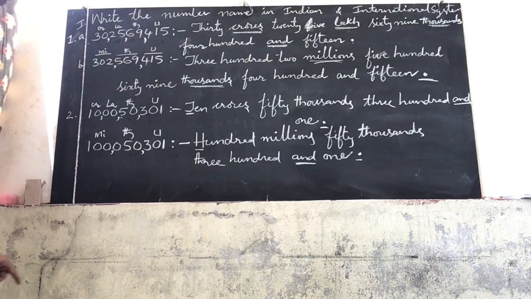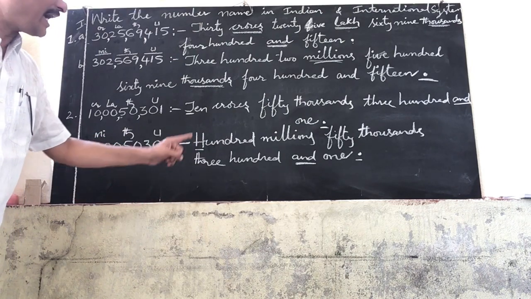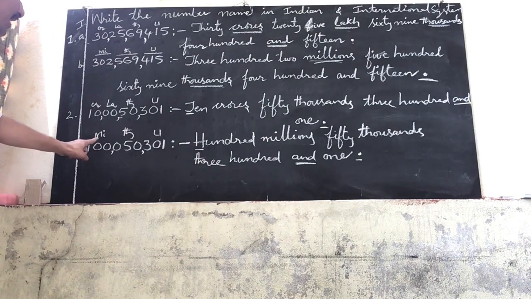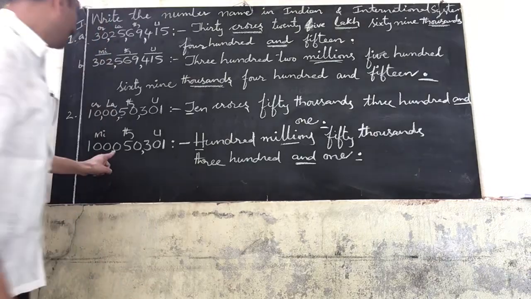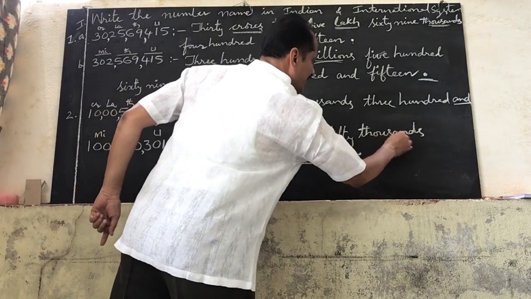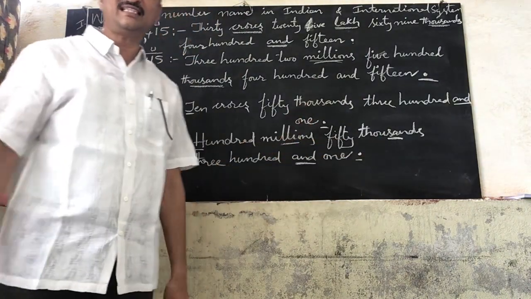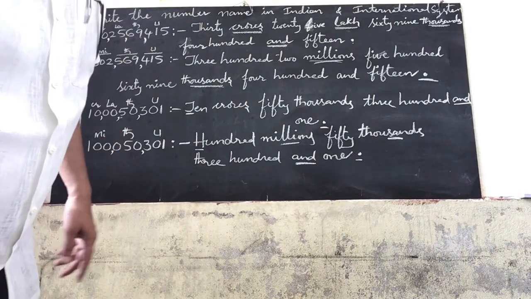So these 4 points you have to remember always carefully while you are writing a number name. Afterwards you have to check only one thing: have you written the period names or not? What are the period names you have? Millions and thousands. 100 millions, okay, millions you have written. 050, 50,000, yes, thousands we have written. 301. So this is writing number name in the Indian and International System of Numeration.